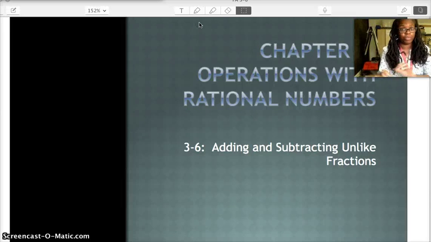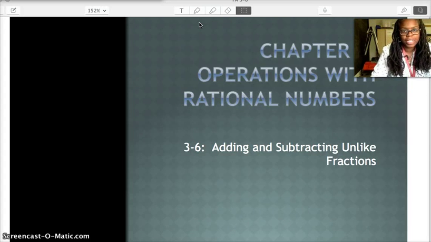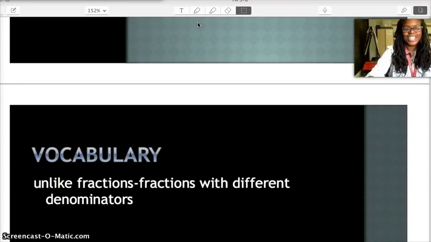We are still in chapter 3, but we're about to end it. We're going to look at adding and subtracting unlike fractions. This should be pretty much review, but we're going to talk about it. We're going to throw some negative numbers in there and some other operations so we can see how well we can do it in this algebraic context. All right, so let's take a look.